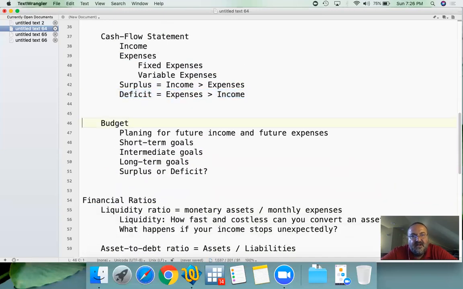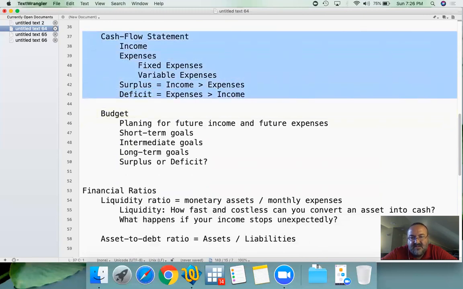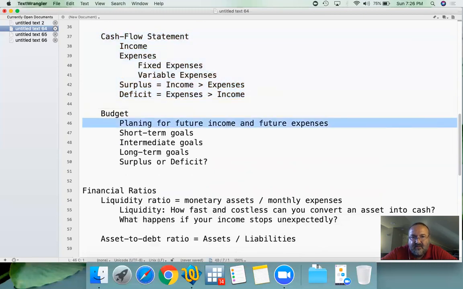So a budget is basically you preparing a cash flow statement before it actually happens, meaning you are planning for future income and future expenses. This is what you think you're going to earn, and this is what you think you're going to spend. It's really important that we have a budget. Governments have budgets, corporations have budgets, institutions have budgets, everybody has budgets, because it's really important that you know how much expenses you're going to have, how much income you're going to have, and you need to prepare for that.